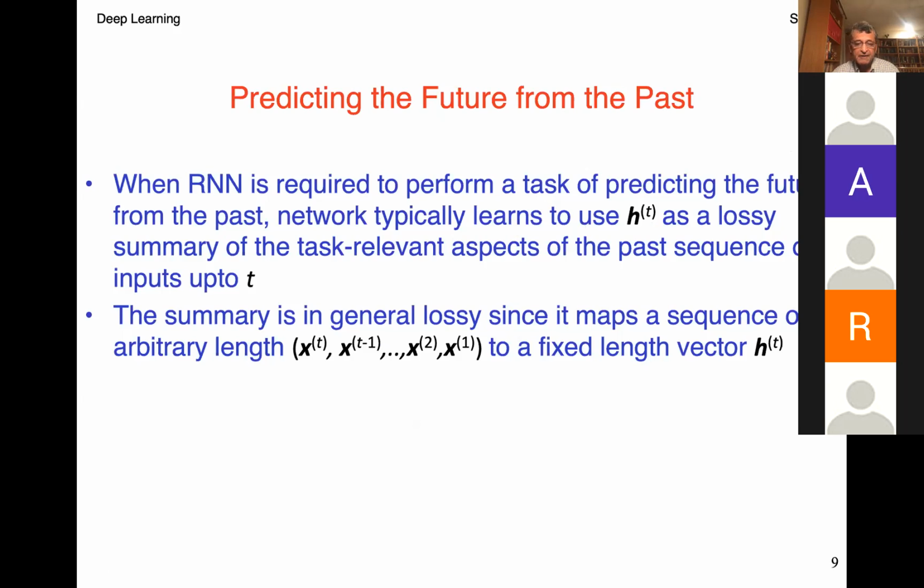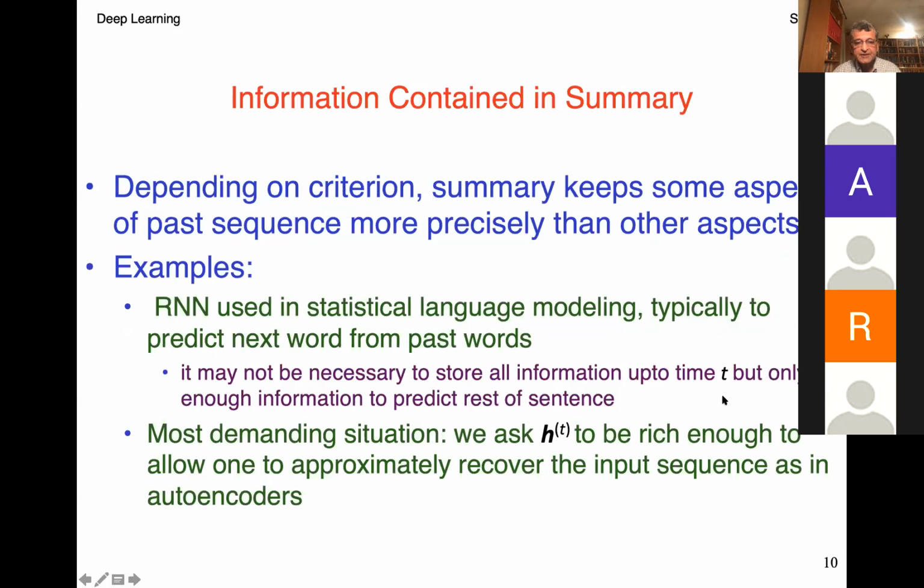H is a representation, a summary of what was seen before. The summary is in general lossy since it maps a sequence of arbitrary length to a fixed length vector HT. So a fixed length vector is holding all the knowledge of what was seen earlier on, and so it's going to be lossy. It could be variable length coming in, and all of that is getting compressed into a fixed length vector HT. So that is the summary, the information contained in the summary. Depending on the criterion, the summary keeps some aspects of the past sequence more precisely than other aspects.